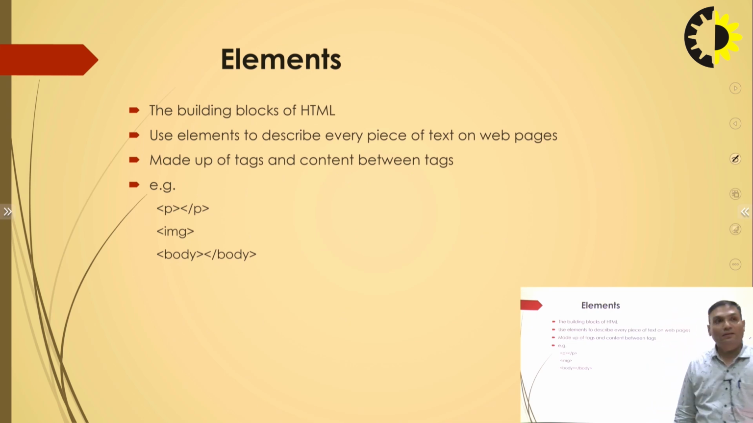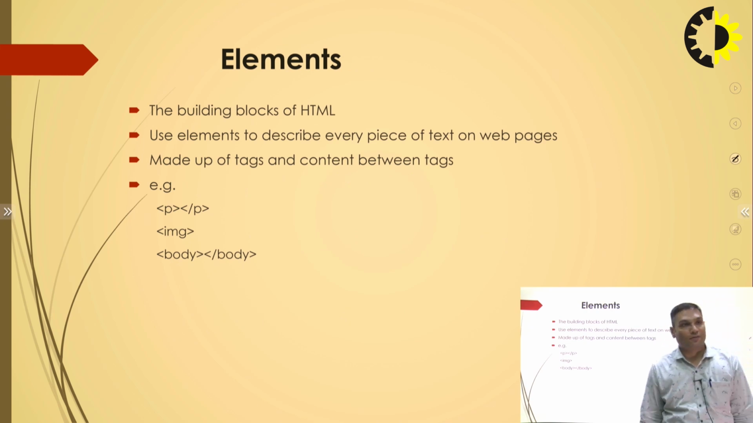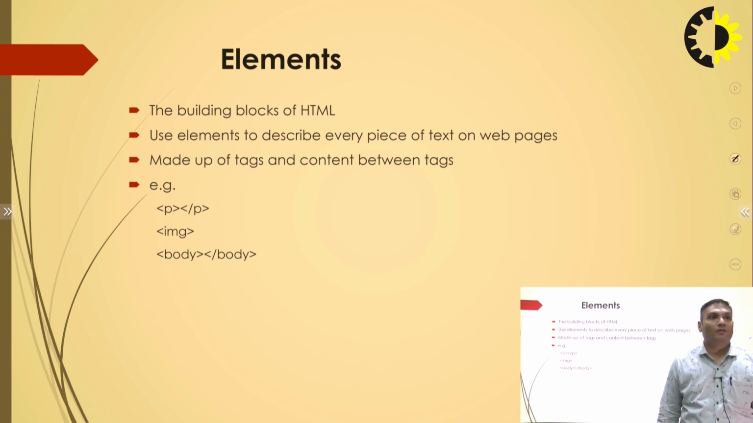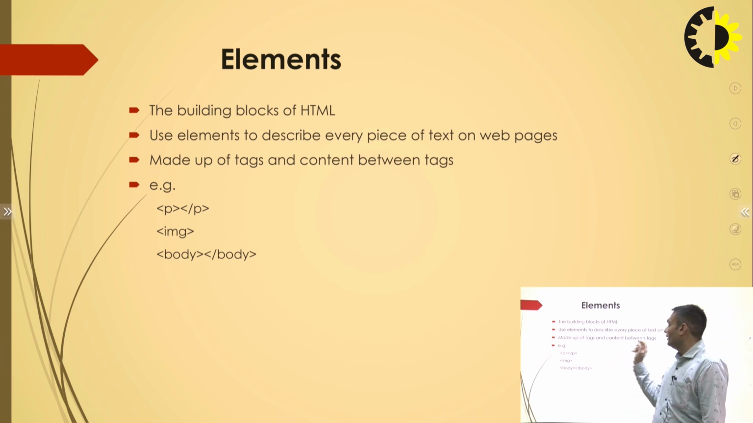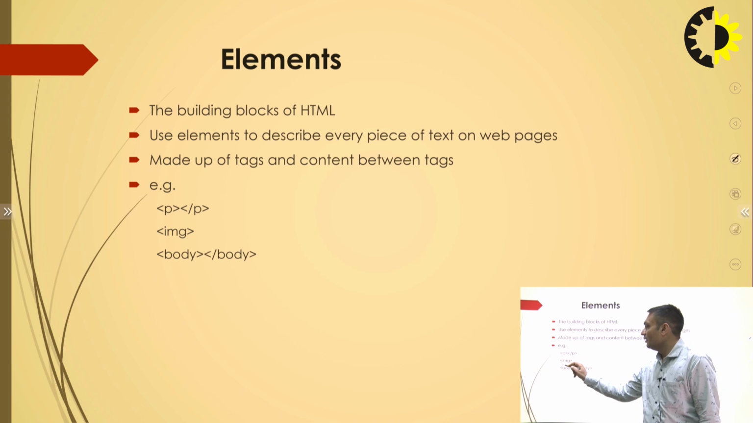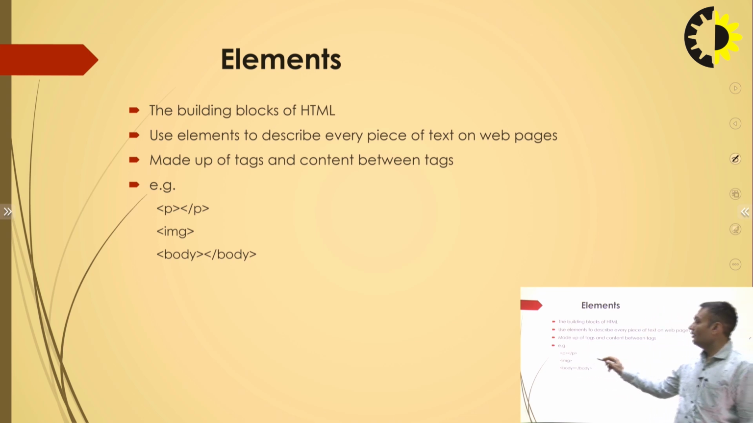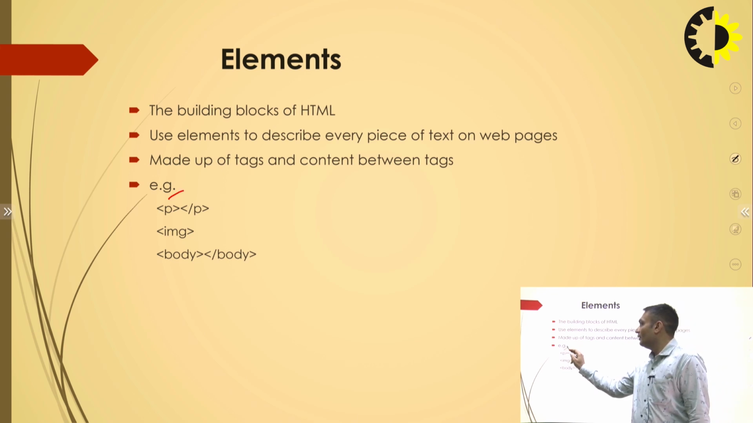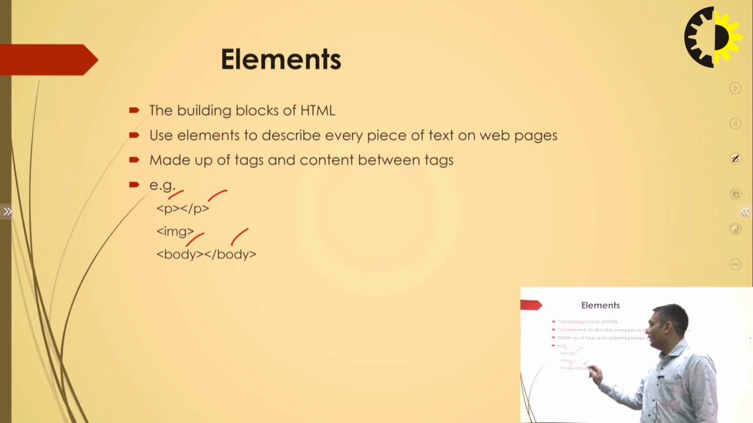So elements are the basic blocks of HTML, and we use an element to describe every piece of text on web pages. It is made up of tags and content inside the tag. Every element has a pair of a starting tag and an end tag.